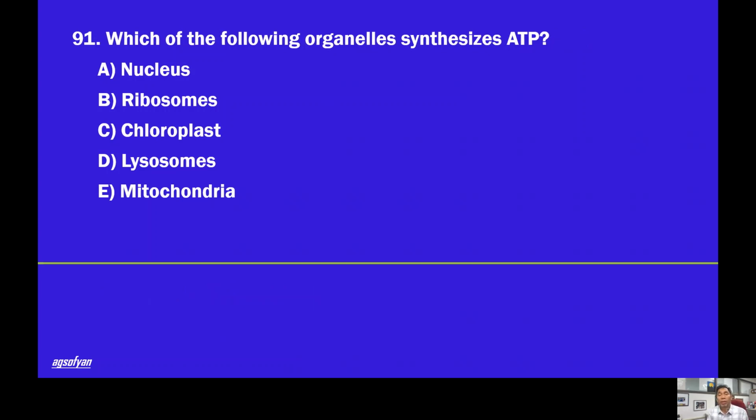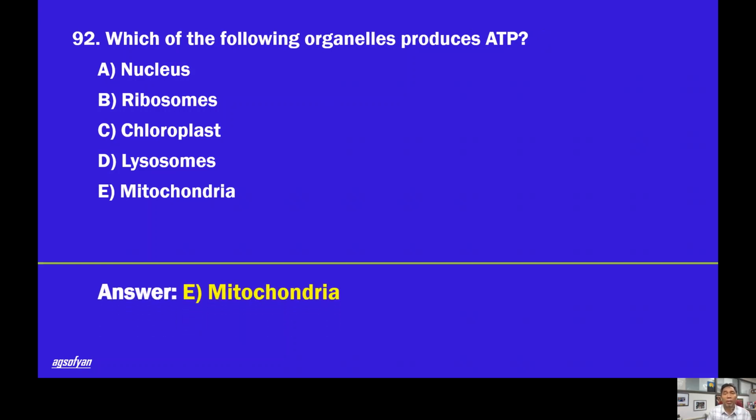Now in 91. Which of the following organelles synthesizes ATP? Nucleus, ribosome, chloroplast, lysosome, or mitochondria? Choose your answer. Yes, mitochondria is the organelle that produces ATP. 92. Which of the following organelles produces ATP? It's the same question, so it's going to be mitochondria.